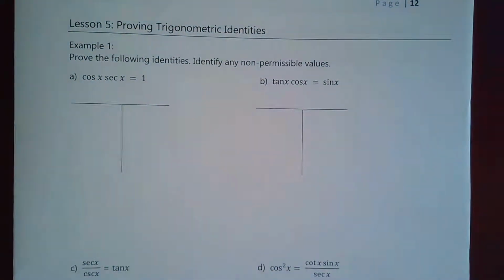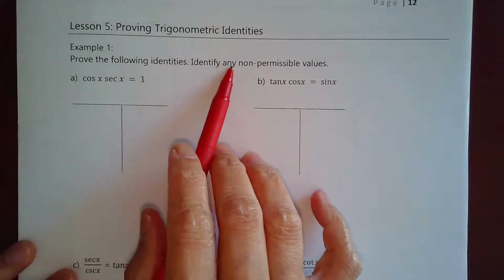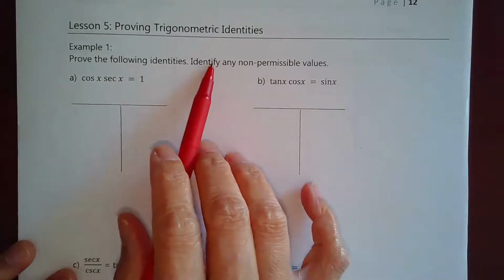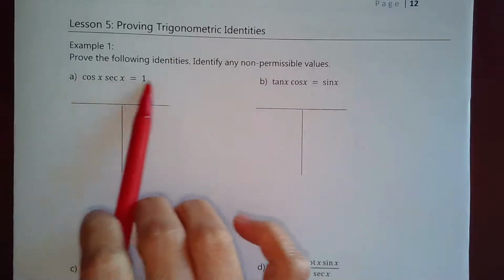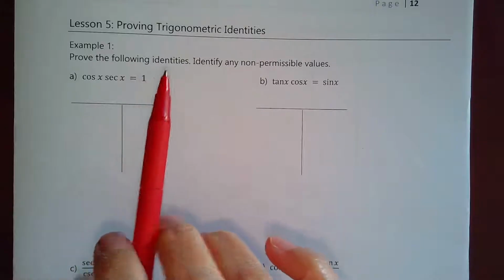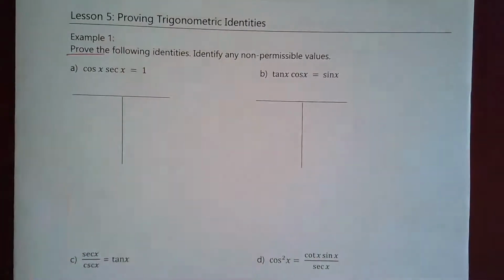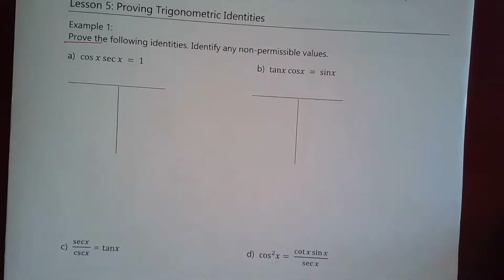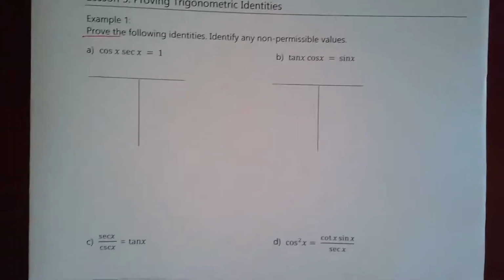So what we are going to do is take a look at proving identities. I'm not going to spend so much time on identifying the non-permissible values, because I just want to focus on proving the trig identity. So let's start with this one.